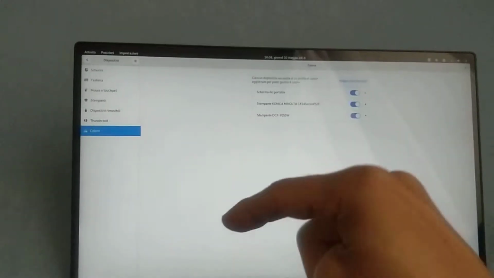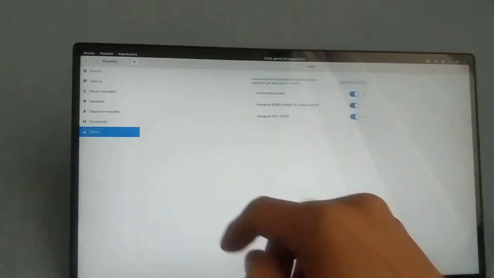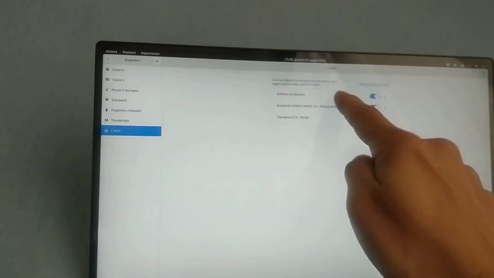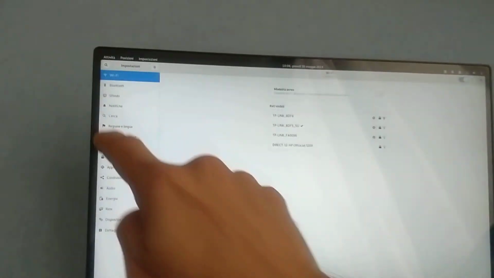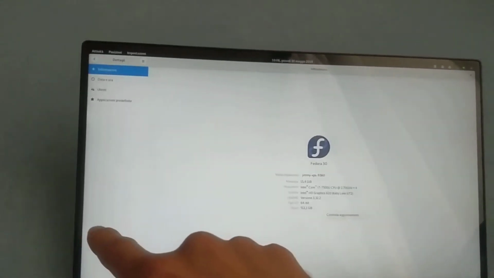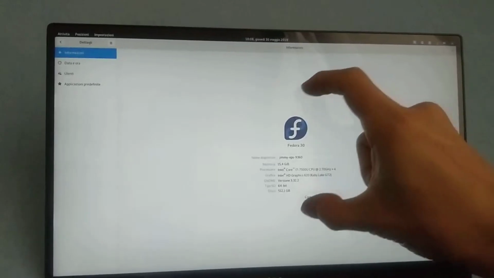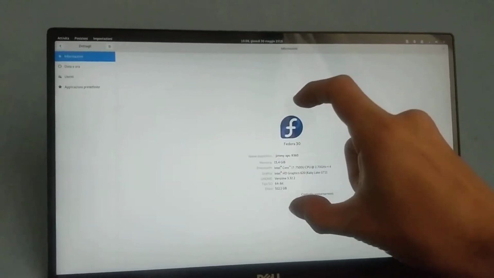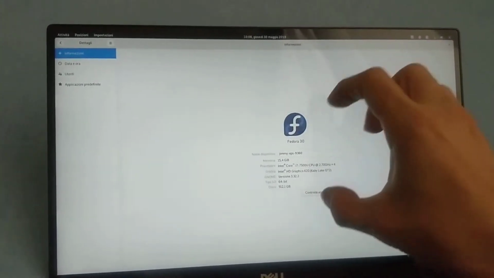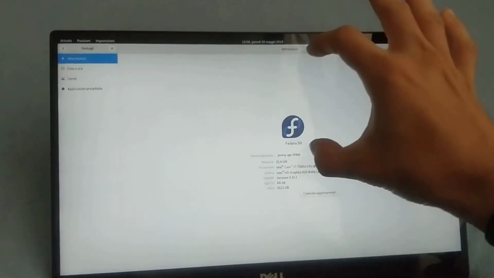Whatever. This is color. And details. Why is this aligned in the middle? I mean, this is even quite nice to see, but it should be aligned on top.